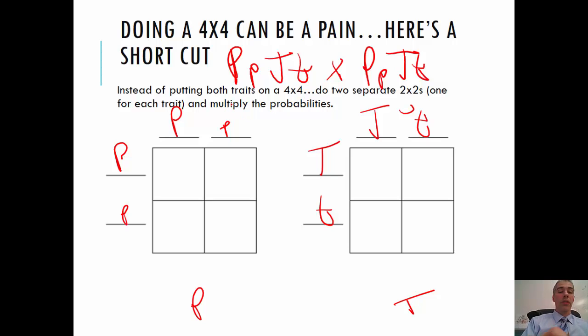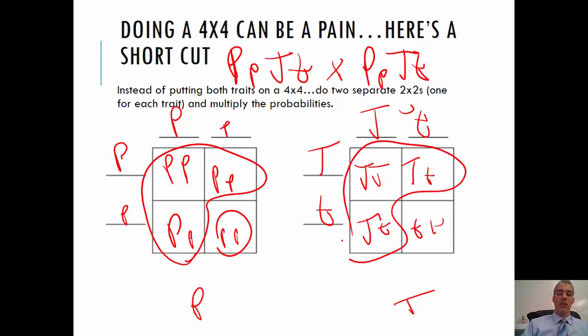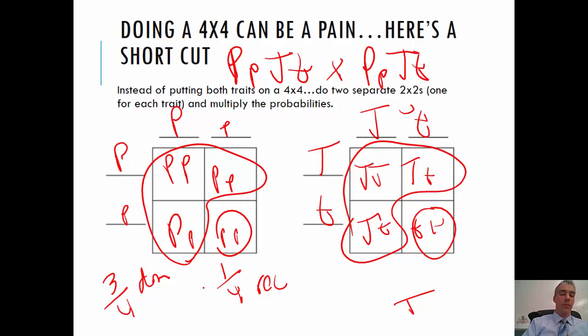So now we're going to do our Punnett squares. We should already know what we're going to get from this because we've already done this type of Punnett square before. And we get a 3 to 1 ratio in both cases, dominant to recessive. So 3 out of 4 are dominant, 1 out of 4 recessive. Same thing here, 3 out of 4 dominant, 1 out of 4 recessive.